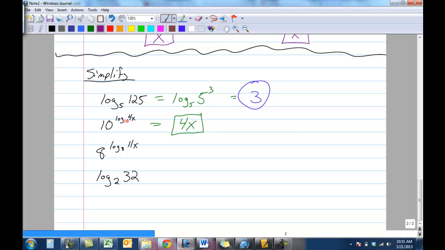All right, 8 to the log base 8. 8 to the log base 8 cancels. Our answer is 11x. That's it. The answer is 11x. Base 8 raised to the log base 8 are enemies. Here, we have log base 2 of 32. They don't have the same base. So, what's another way to write 32? This is log base 2 of 2 to the 5th power. Log base 2 of base 2 cancel, and our answer is 5.